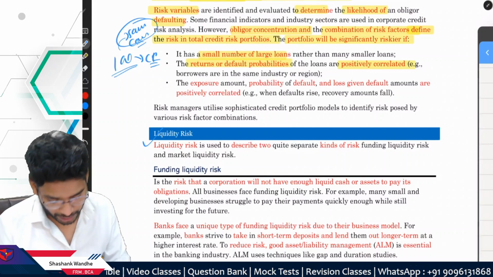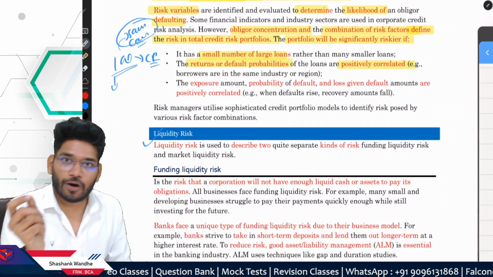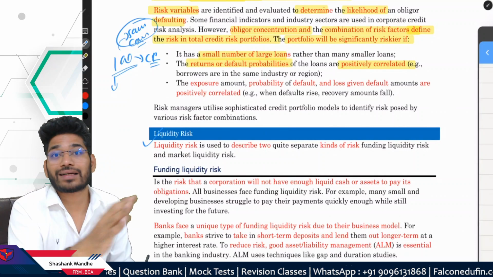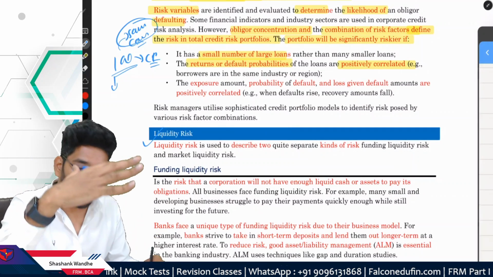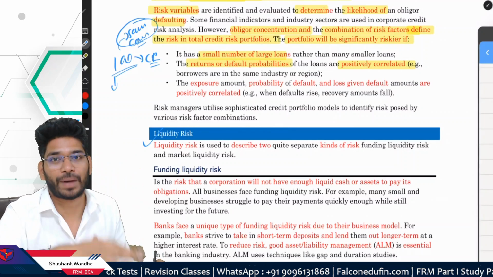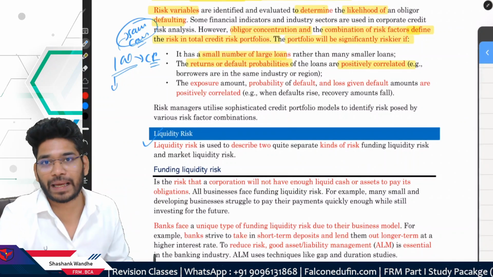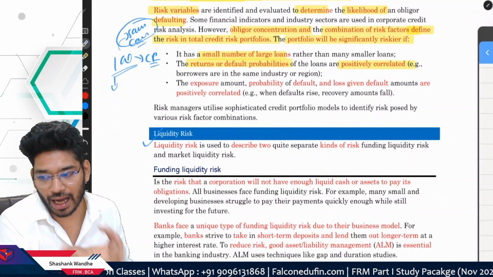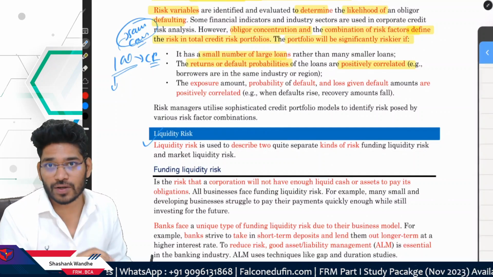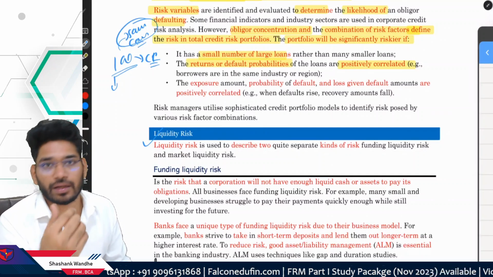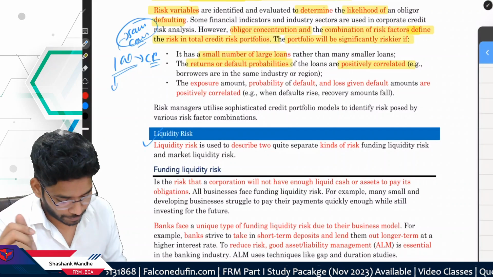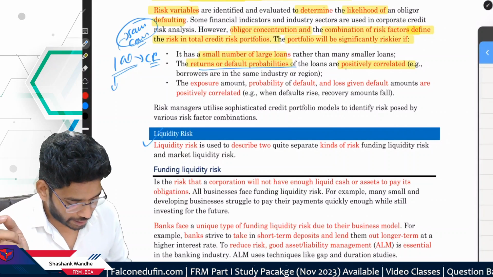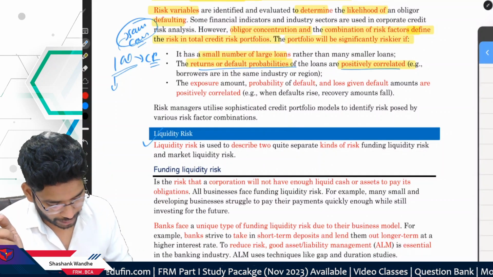Now what's happening here? The default of one of these borrowers is linked or correlated with all the other borrowers. Means all of a sudden, all of the 100 borrowers will stop paying or will have trouble paying EMIs. So this is higher correlation. If these are positively correlated, then your bank will generate higher risk. So that's what we need to understand. So returns and default probabilities, if these are positively correlated, then there will be higher impact.